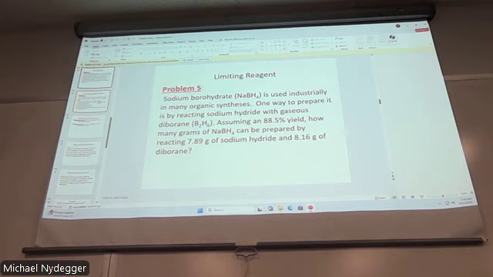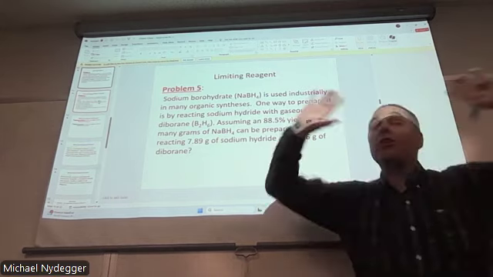I think that's right, correct? So we have 2 borons, 8 hydrogens, 2 sodiums, now 2 sodiums. That seems balanced, correct? Now, a big clue, huge clue.